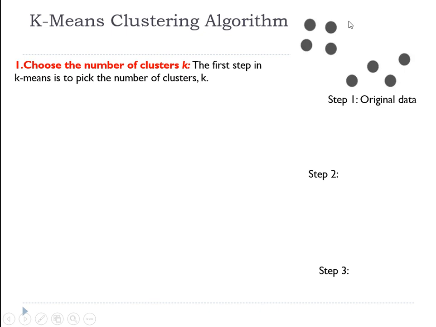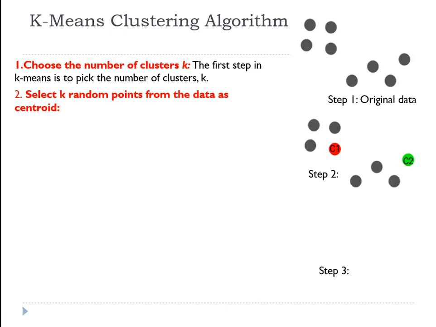So let's say this is the original data. You have to decide how many clusters you need to make. Then you select k random points from this data as centroids. Next, after choosing k, you have to choose a centroid. So this is the original data.